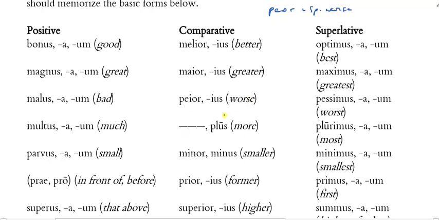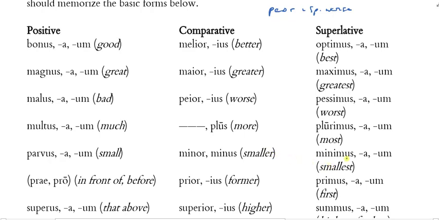Okay, and then we have pessimus for worst, and you might recall that a pessimist always assumes the worst about situations. Pessimist, worst. Okay, now over here, multus for much. Okay, there's not a masculine or feminine form, but the neuter is plus, at least for singular here, and then plurimus for most. Parvus, small, minor, and minus for smaller, and then minimus for smallest.